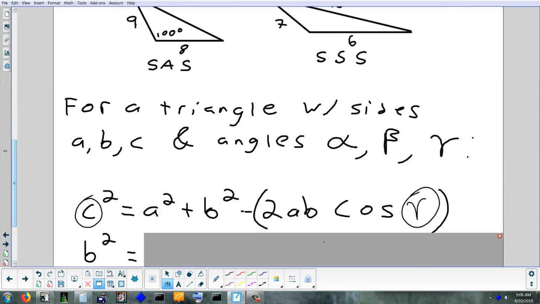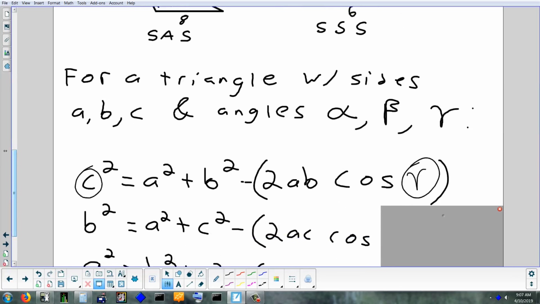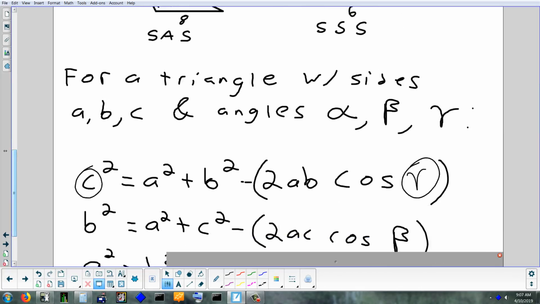Right. So what would this one be? B squared would equal A squared plus C squared. So one side squared equals the sum of the other two squared minus, what would come next? 2, and then the letters that you just used. So 2, the letters I just used were A and C. Cosine. And what would my angle be? Beta. It's the angle across from the side you started with. Cosine beta.